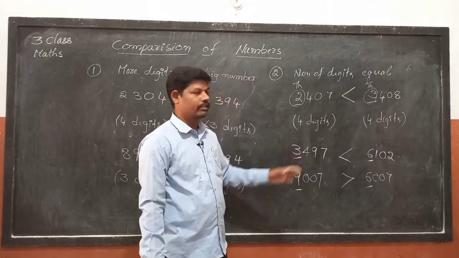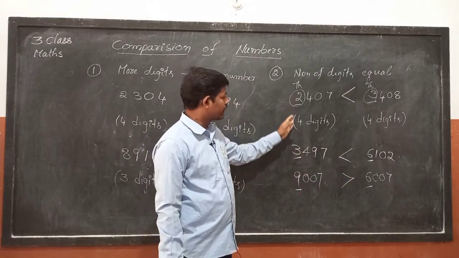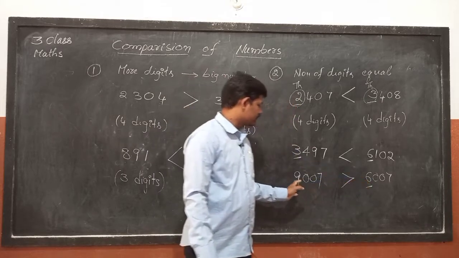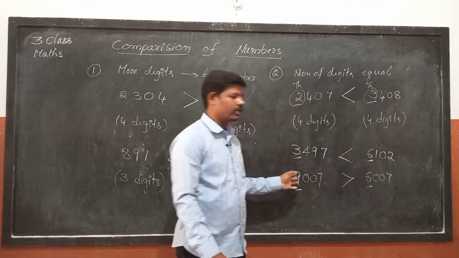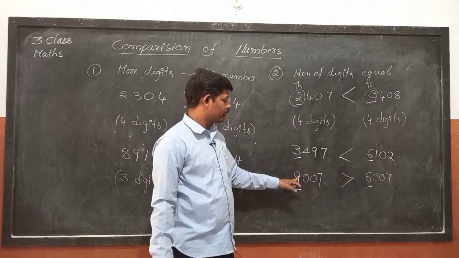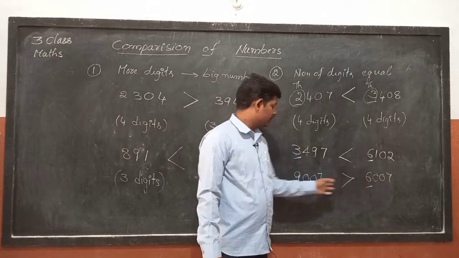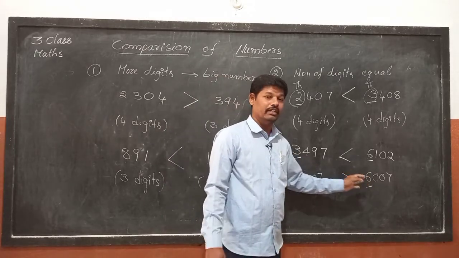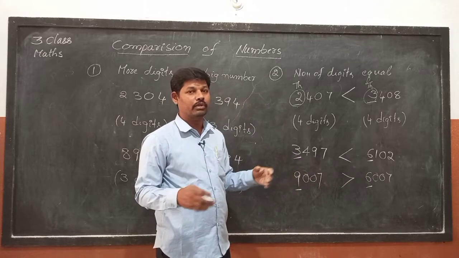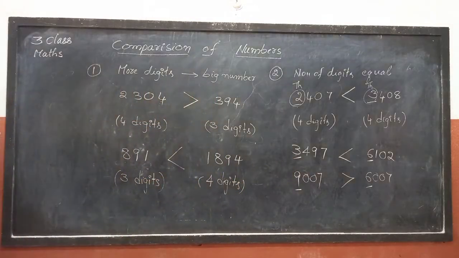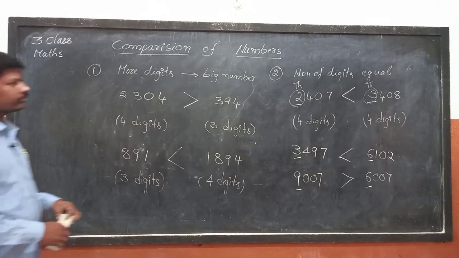Okay, so like that you can observe the first digit, if it is different, you can identify. For example, sometimes the first digit will be same, here 9, here also 9. Then how to remember, how to identify? Let us see. That is also, I will give some examples.